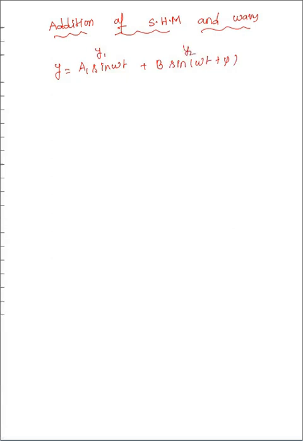Two SHM equations are given. We need to write the resultant equation here. If both are SHMs, we can add them equally, so no worries in that. Therefore, A net, how can you write it? Y equal to A net into sin(omega t plus or minus alpha), as I told you here.